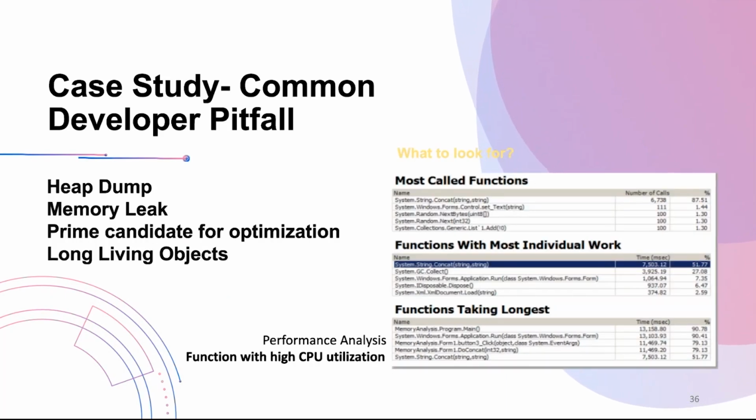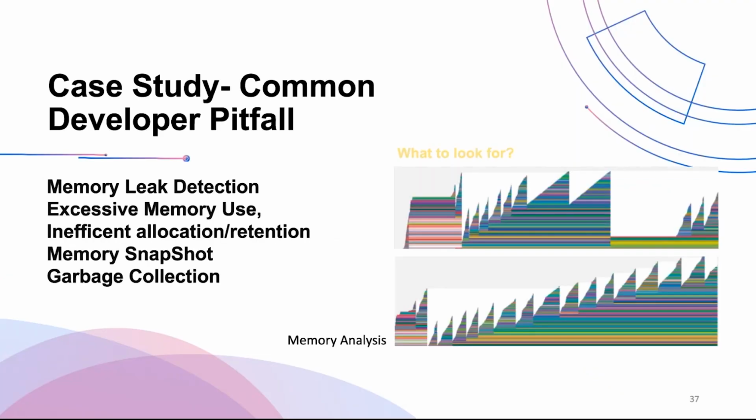So the next one is the performance analysis based on function and high CPU utilization. For that, we have to check the heap dump. We have to check the memory leak investigation. So the prime candidate for optimization should be the long living object. So if an object is living longer within a request, and if that is not being captured by the garbage collector, then that has to be the prime candidate for optimization. So we have to look for those kinds of methods during the performance analysis with functions having high CPU utilization.